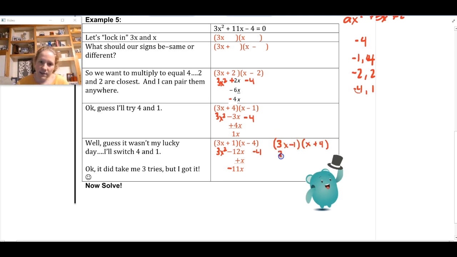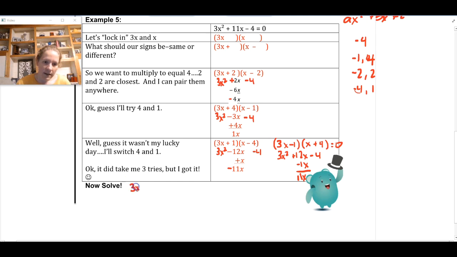I've got my 3x times x, which gives me 3x squared like I knew it would. 3x times 4 is positive 12x. Negative 1 times x is negative 1x, and then of course the negative 1 times 4 is negative 4. So my a and my c are just like they should be. Positive 12 plus negative 1 is positive 11x. So that is my final answer that I'm going to be able to set equal to 0. Whew. So I had a mistake in the notes there, but you guys can see how that thought process flows. So it's probably a good mistake to make.